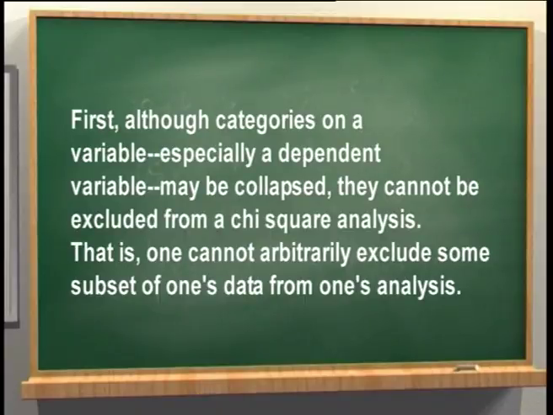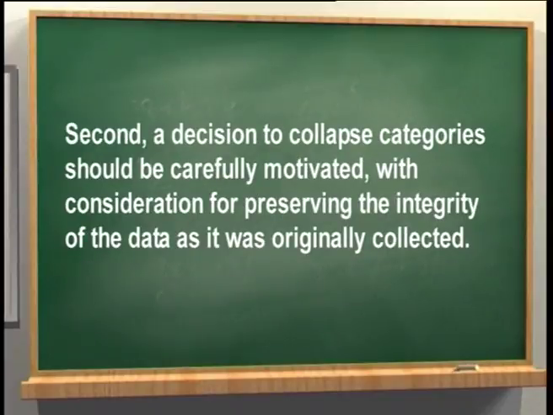A brief word about collapsing values or categories on a variable is necessary. First, although categories on a variable, especially a dependent variable, may be collapsed, they cannot be excluded from a chi-square analysis. That is, one cannot arbitrarily exclude some subset of one's data from one's analysis. Second, a decision to collapse categories should be carefully motivated with consideration for preserving the integrity of the data as it was originally collected. For example, how could one collapse the footwear preference categories in our example and still preserve the integrity of the original question or data?